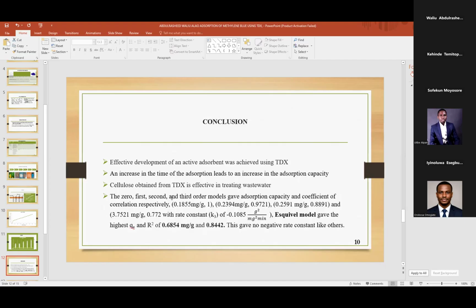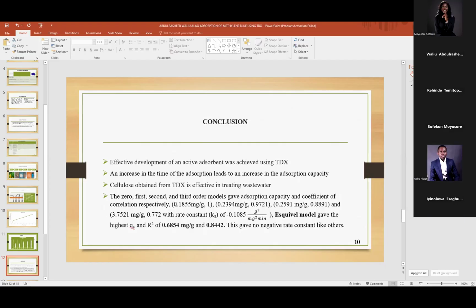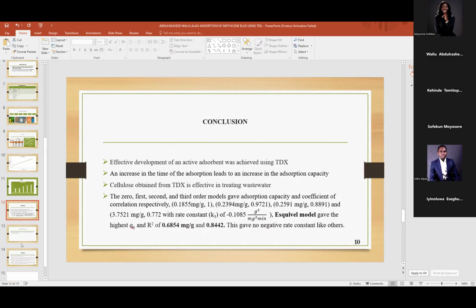The reason why the remaining results are not accepted is because the rate constant for most of them are negative, and in rate law, we don't consider negative values. Therefore, that's the reason why in this study, the second-order model gave the best result to study the kinetics effect for the adsorption of methylene blue using cellulose derived from Tithonia diversifolia xylem.